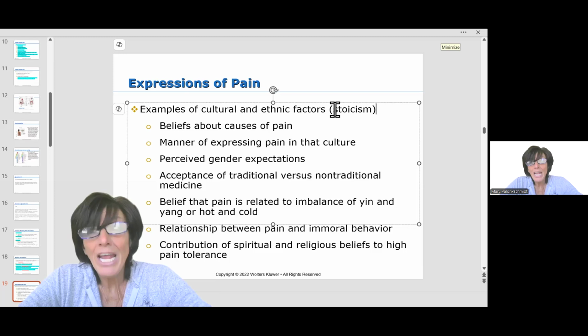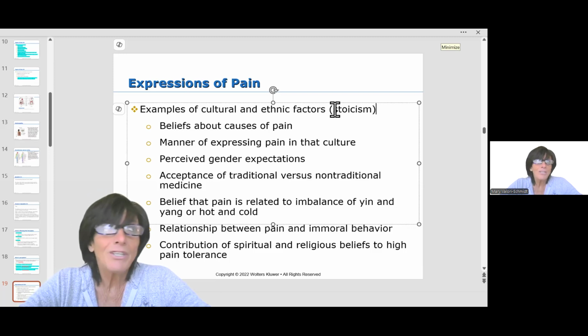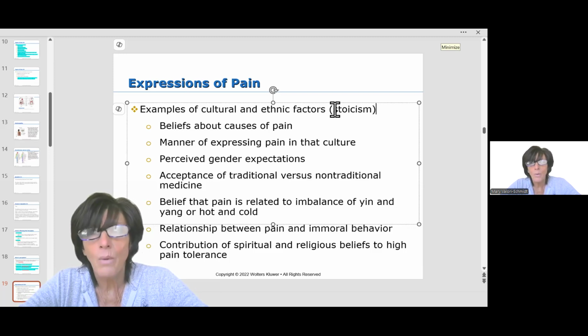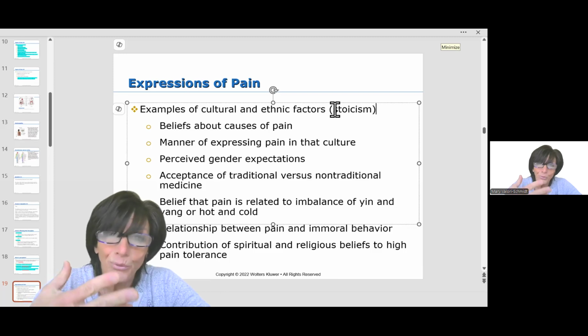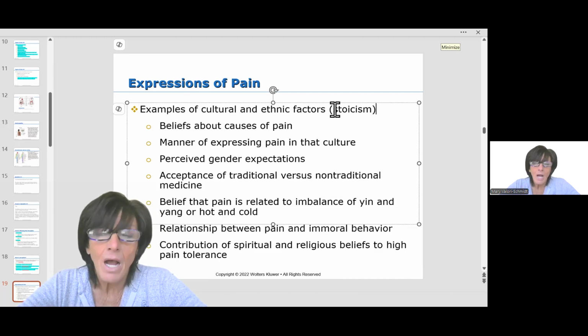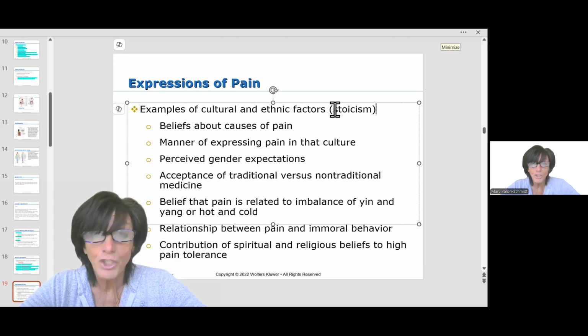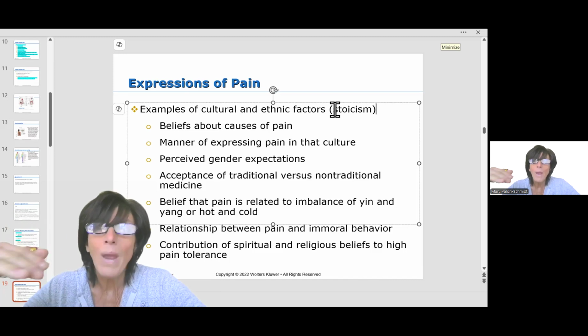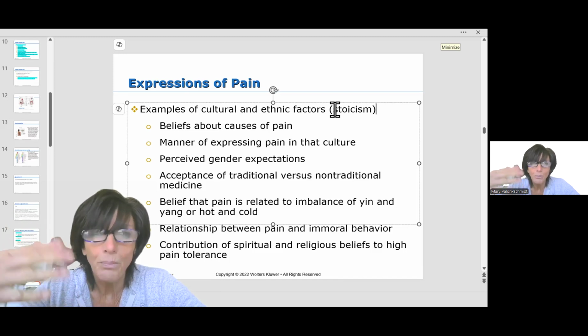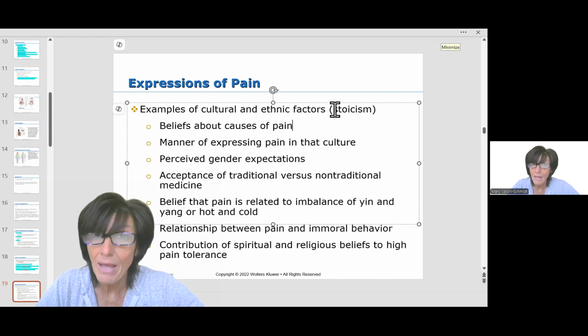And culturally and gender wise. So, traditionally back in the day, a man, I don't feel any pain, I'm tough, whereas women would be more inclined to talk about their pain. Different cultures also believe that pain can be a punishment because you did something wrong. So all of these things affect the way people will express their pain to you. So it's important to keep that all in mind.